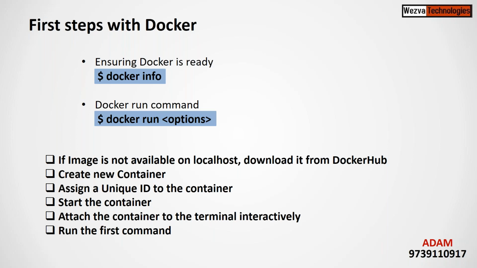So this is where there are different options where you can tell what command to run, or Docker itself can run a default command. So we are going to see all those things as we move forward. But remember, every time you execute docker run, these are the steps that it is going to do. So it will download the image from Docker Hub if it is not available on your machine, create a new container, assign a unique ID, and then start it, and it will attach to that container and then execute whatever command you have given. So this is the whole process that happens when you execute docker run.